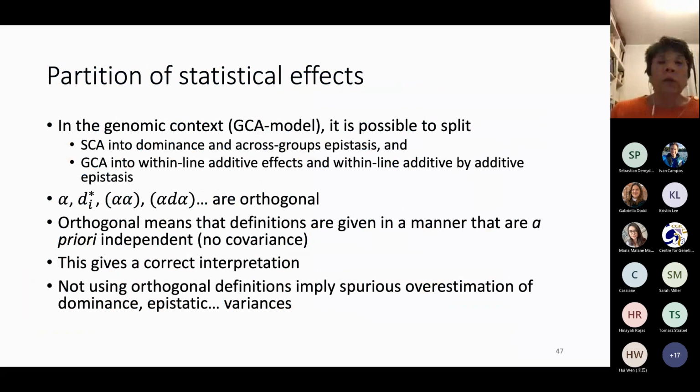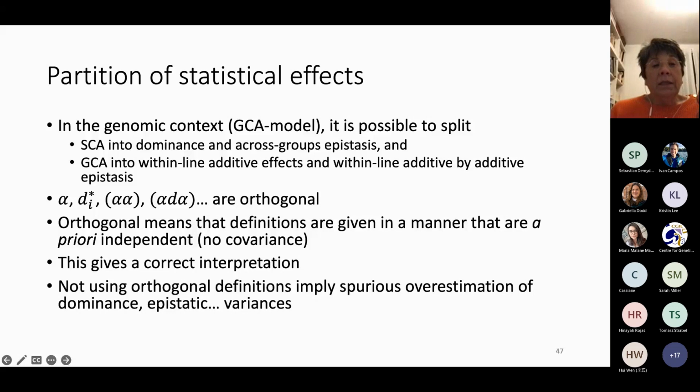Okay. So with this GCA model, we can say that it's possible to split the specific combining ability into a part that is from the dominance and also across group epistasis. And it's the same, we can split the general combining ability into one part that is from the additive effects within the line, and also an additive by additive epistatic effect, sorry, that is across the line. Here we have an error.